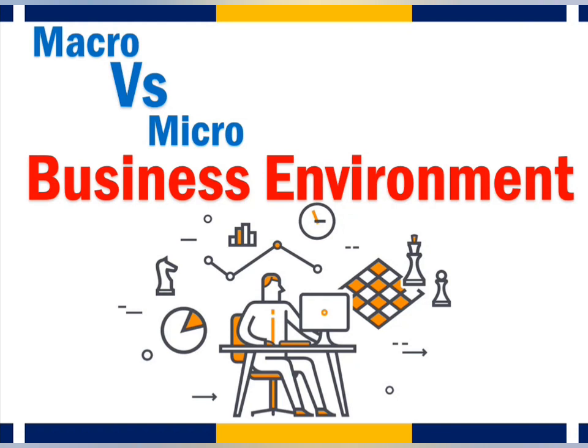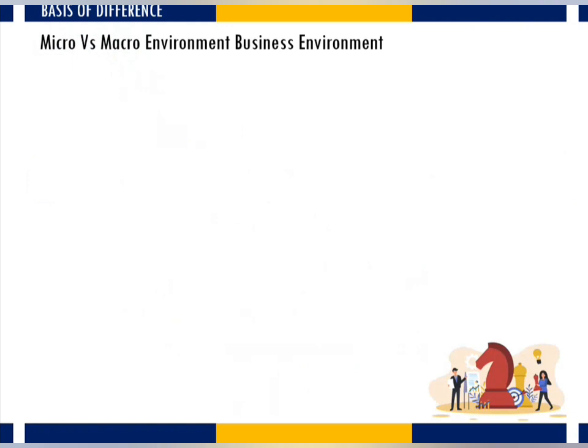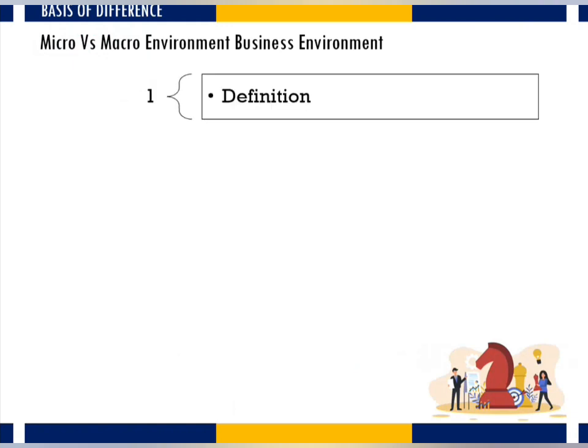So let's do a comparison and find out what are the differences between micro and macro environmental factors. I have identified a couple of elements, and these elements will help you to understand and figure out the differences. The first element here is the definition. So when we examine the definition, microenvironment consists of factors in a firm's immediate environment that affect the performance of the company.